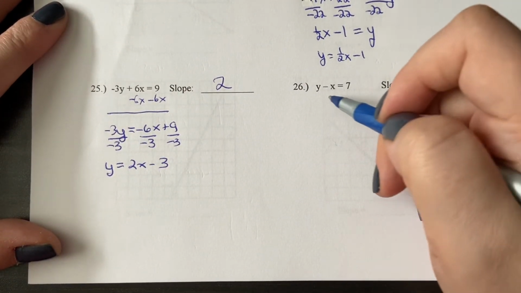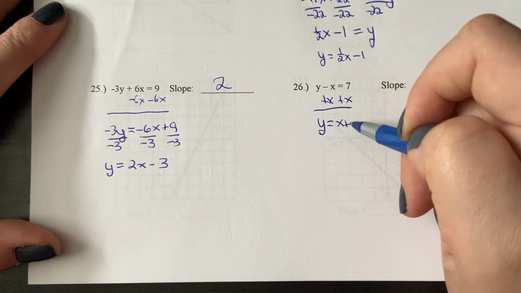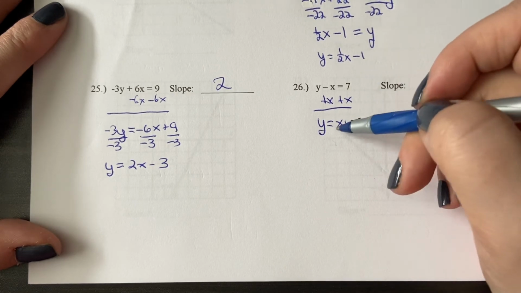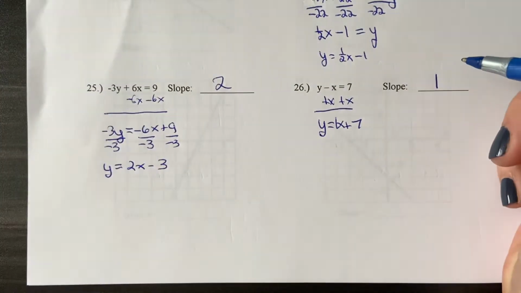So then for this one, I would add x on both sides, and I would have y is x plus 7. So again, if there's nothing in front, you're assuming it's a 1. So your answer to that one would just be a slope of 1. Okay, turn the page.